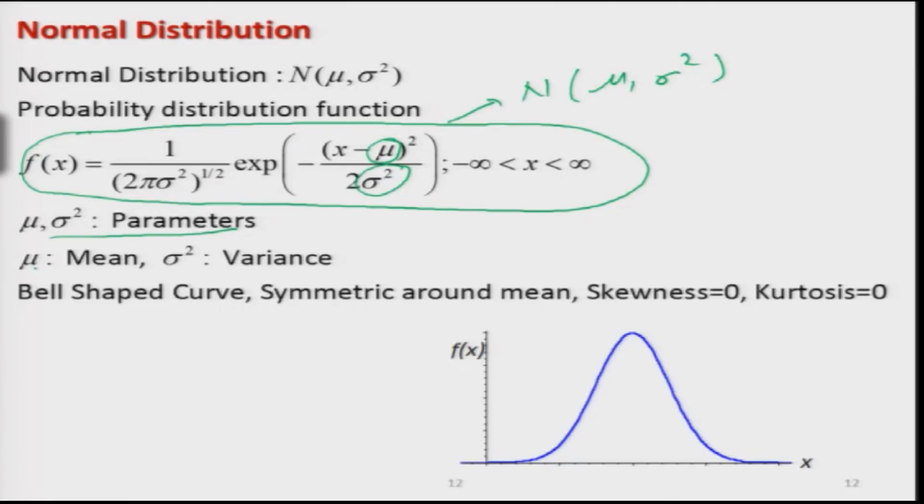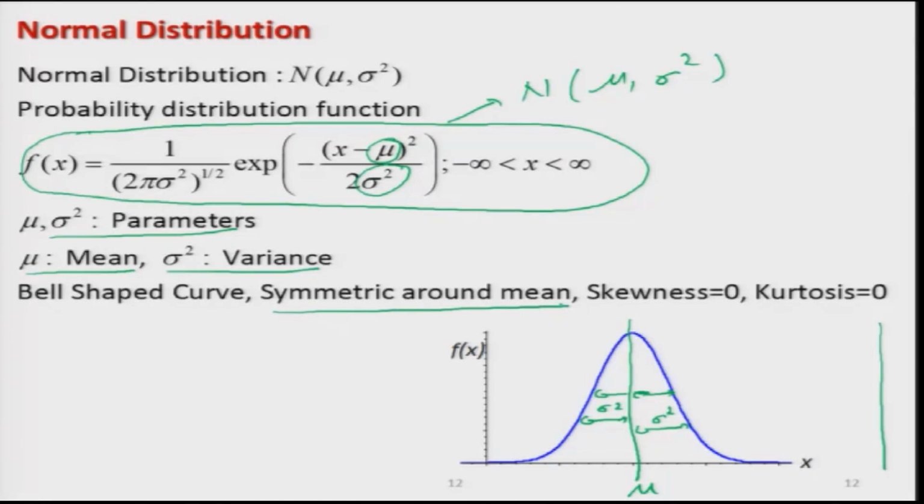Here this mu is indicating the mean and sigma square is indicating the variance. So, if I try to draw this curve, it will look like this. This value is indicating the mean, and this spread around the mean is giving us the value of sigma square. And this curve is actually symmetric around the mean.